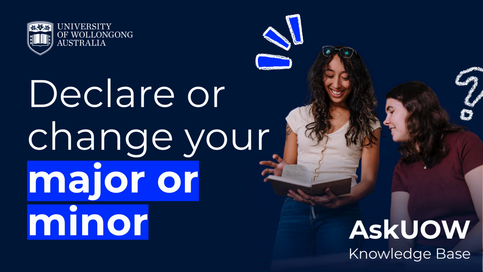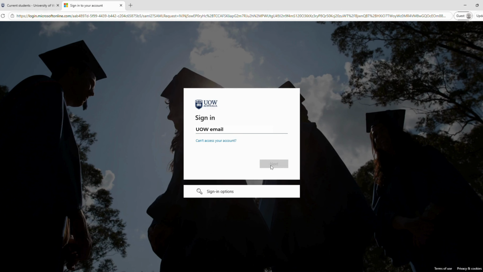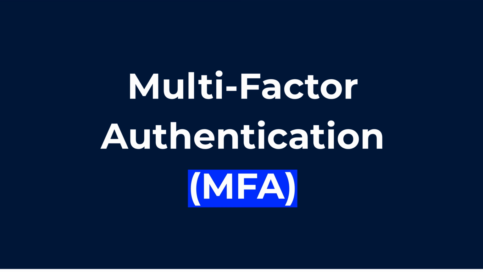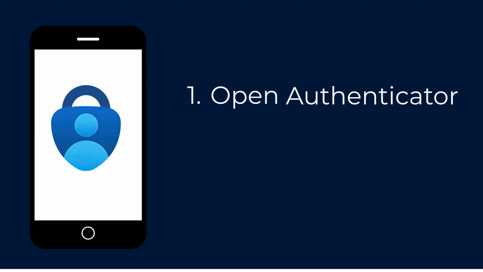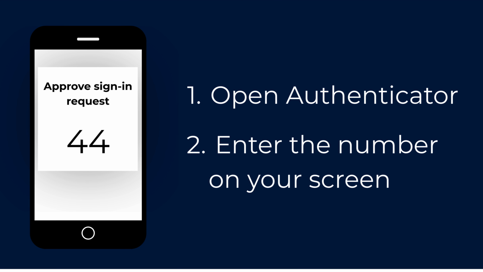Want to declare or change your major or minor? Here's how. Start by logging into SOLS using your UOW username and password. You may also be asked to complete multi-factor authentication. Simply approve the login request through your registered device when prompted.